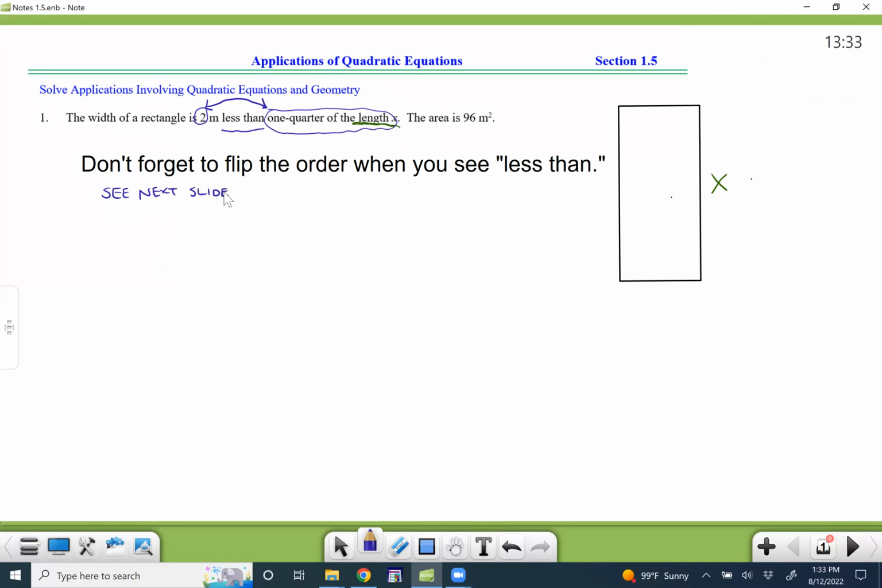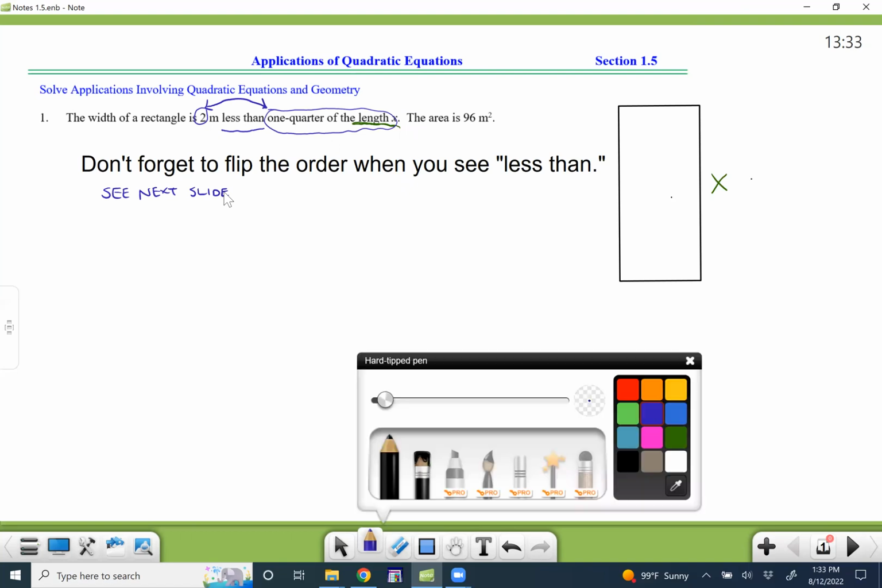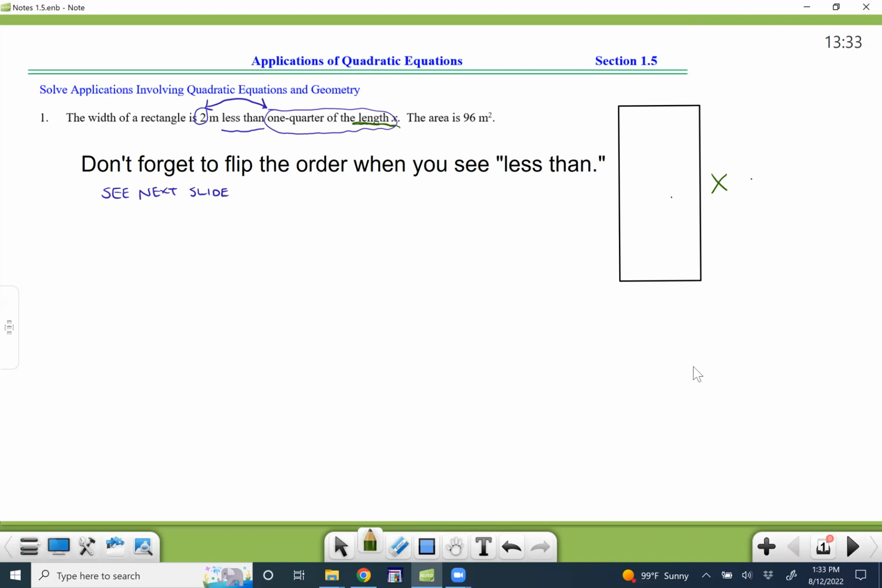Okay. All right, so back to our problem at hand then. What we're saying is that when we write out 2 less than 1/4 the length x, it's actually going to be this way: 1/4 the length x, take away 2. That's what's going to be our width in this problem, okay? So we're just going to go ahead and bring that in here, and place it right here where the width is. That's how wide this rectangle is.